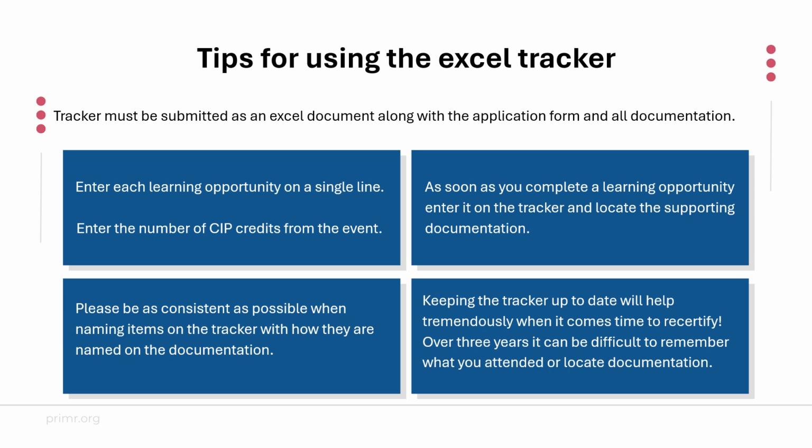Enter only the number of CIP eligible credits on the tracker if not all sessions in a learning opportunity are eligible for credit. Please be as consistent as possible when renaming items on the tracker with how they are named on the corresponding documentation. This will help you and the reviewer to ensure all supporting documentation has been submitted.